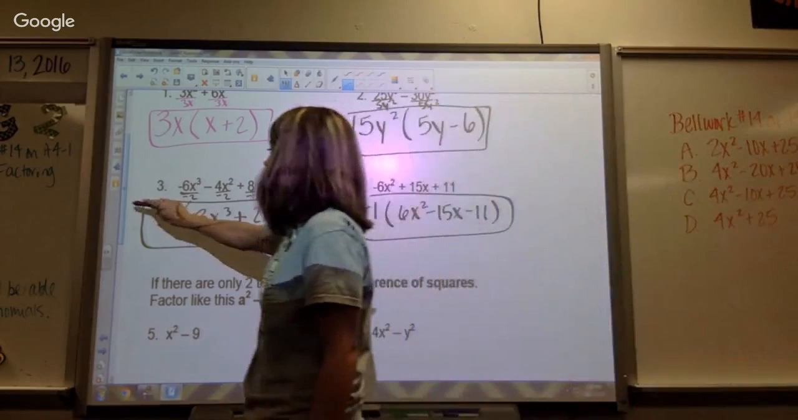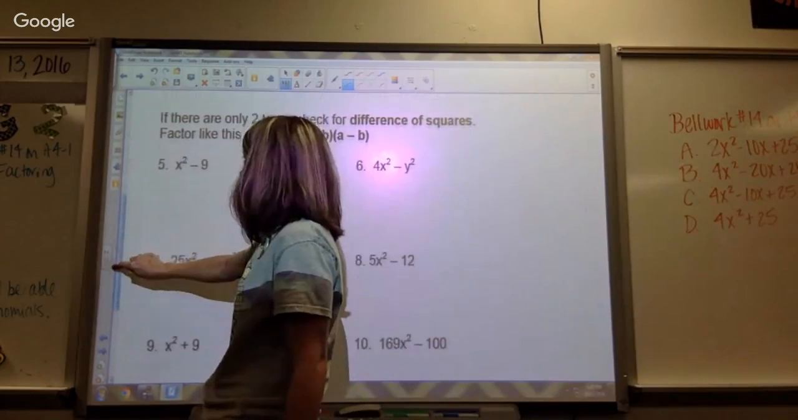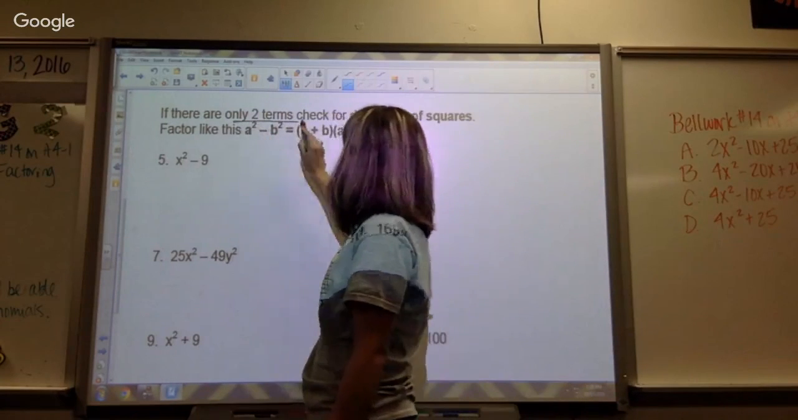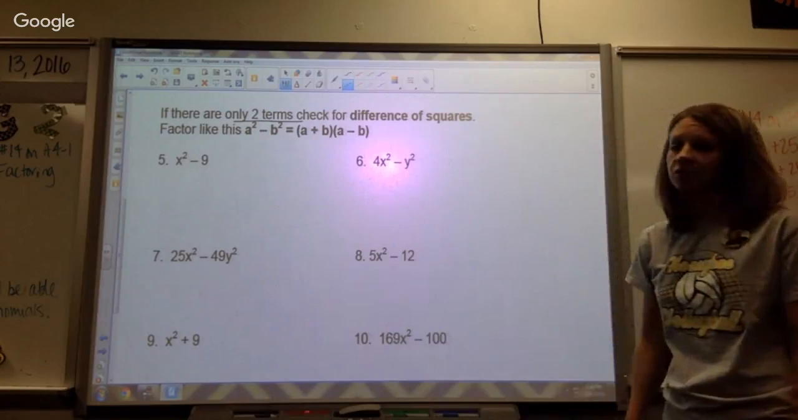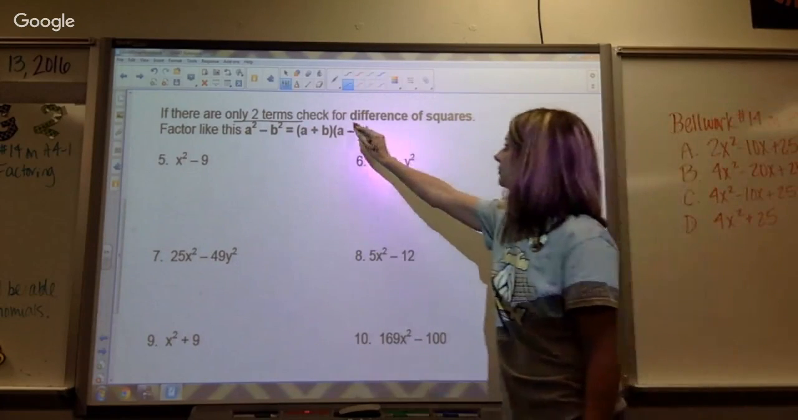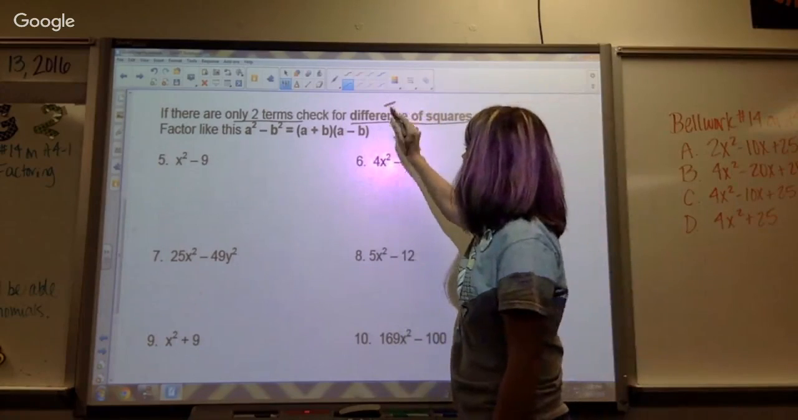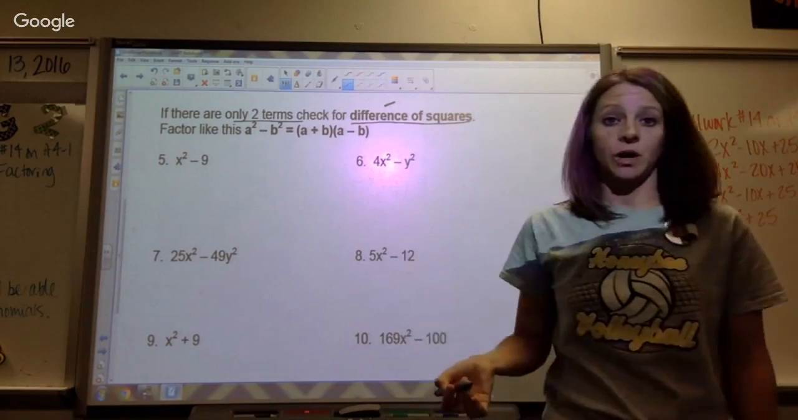Okay, so that's the first thing that we always look for, the GCF. The next step, we're going to be looking at examples that only have 2 terms. When you only have 2 terms, you need to check for difference of squares. Difference means subtraction. Squares mean perfect square numbers.